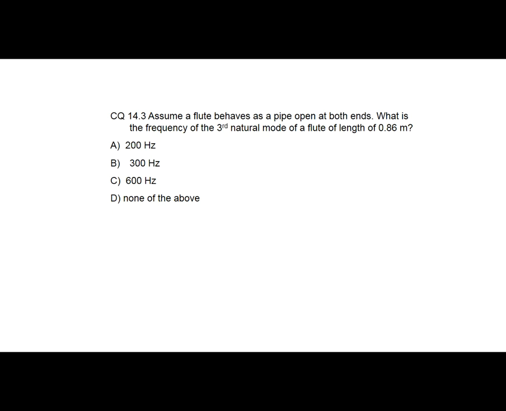All right, so again, we're working with a flute, which we'll be considering as a pipe that's open at both ends. What is the frequency of the third natural mode of a flute that has a length of 0.86 meters? Go ahead and try to work this one out. This is good practice for us here.